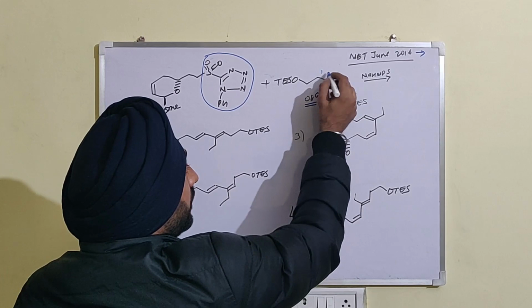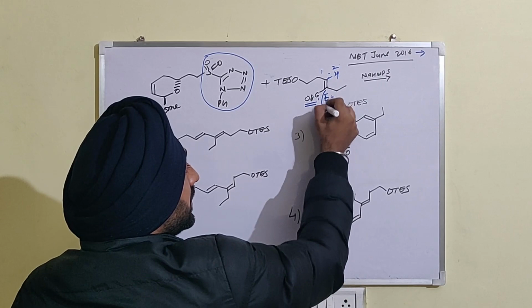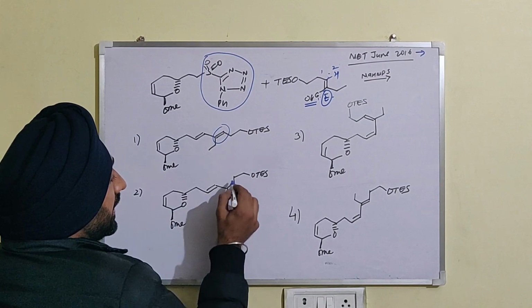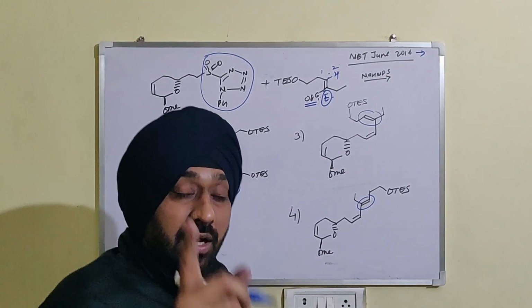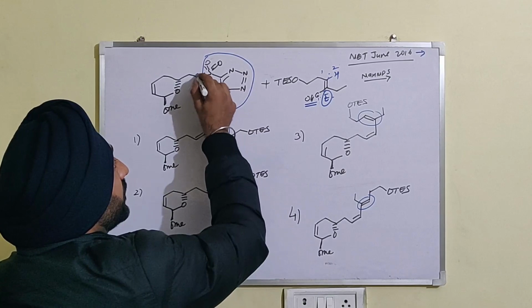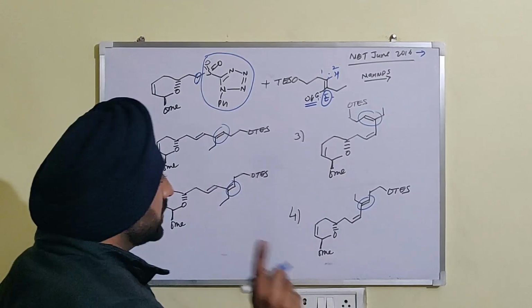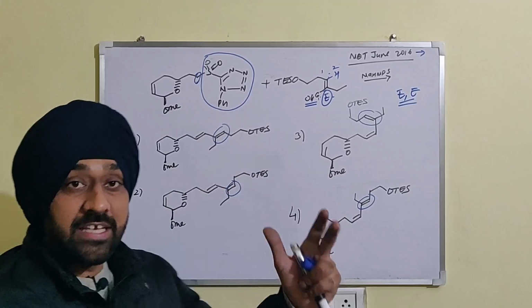So, this is E-olefin. So, in the product, we can see this olefin. In whichever case this olefin is E, that is going to be the R product. And here also in the case of Julia olefination, we know that the olefin that will form between these and this aldehyde is going to be E. So both the olefins should be E and E. So in whichever case both the olefins are E, that is going to be our product.